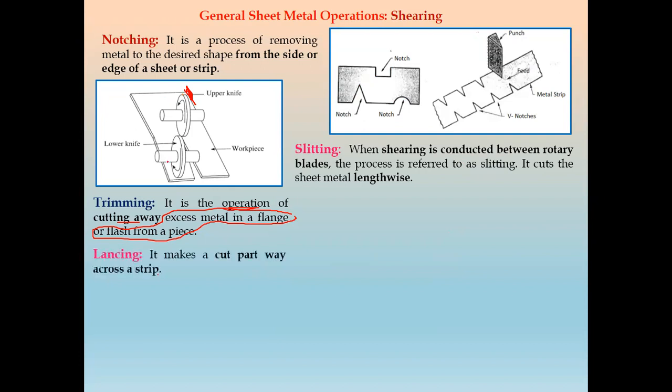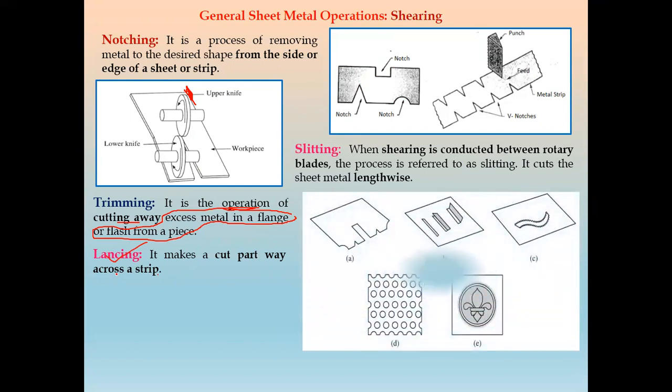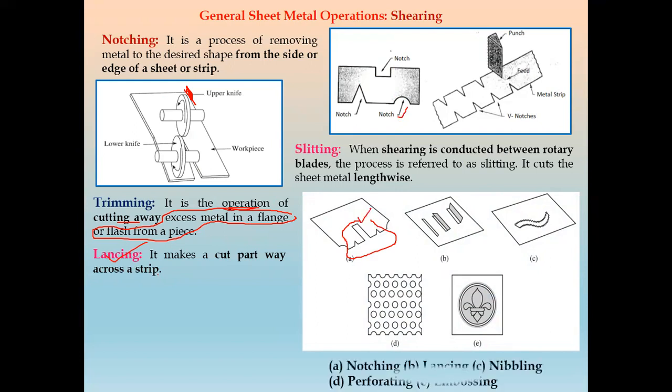Next operation is lancing. So it makes a cut part away from the strip. We'll see the lancing operation. So this is notching. This is another operation. Here is a notching operation. Now here there is also a notching. So what is meant by lancing? It makes a cut part away across the strip. This operation is called lancing. We cut away a part across this strip. That operation is called lancing.